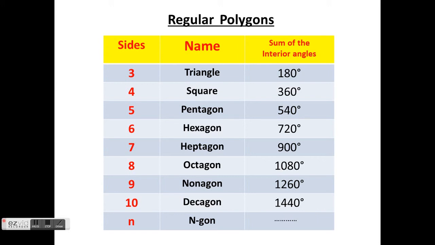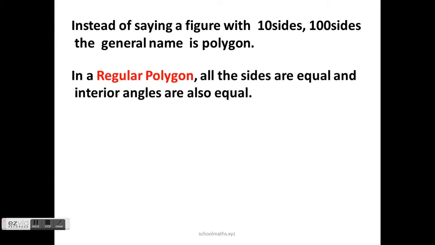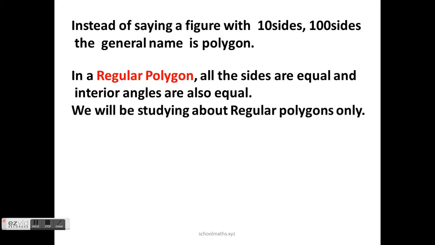Now what is a polygon? Instead of saying a figure with 10 sides, 100 sides, the general name is polygon. So, a polygon has more than 2 sides: 3 sides, 4 sides, 5 sides, everything is called a polygon. Now, we will be dealing with only regular polygons. In a regular polygon, all the sides are equal and all the interior angles are also equal. We will be studying regular polygons only up to class 10th.